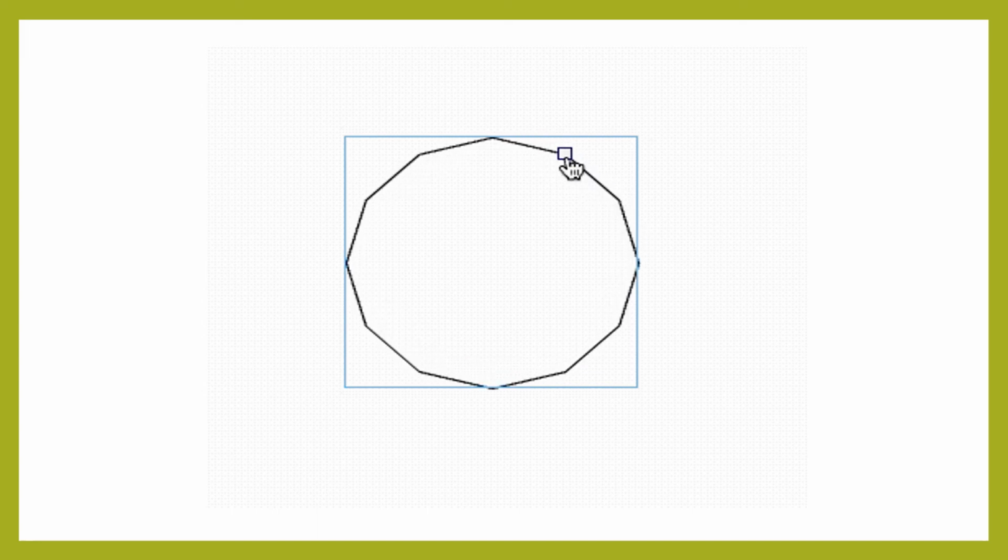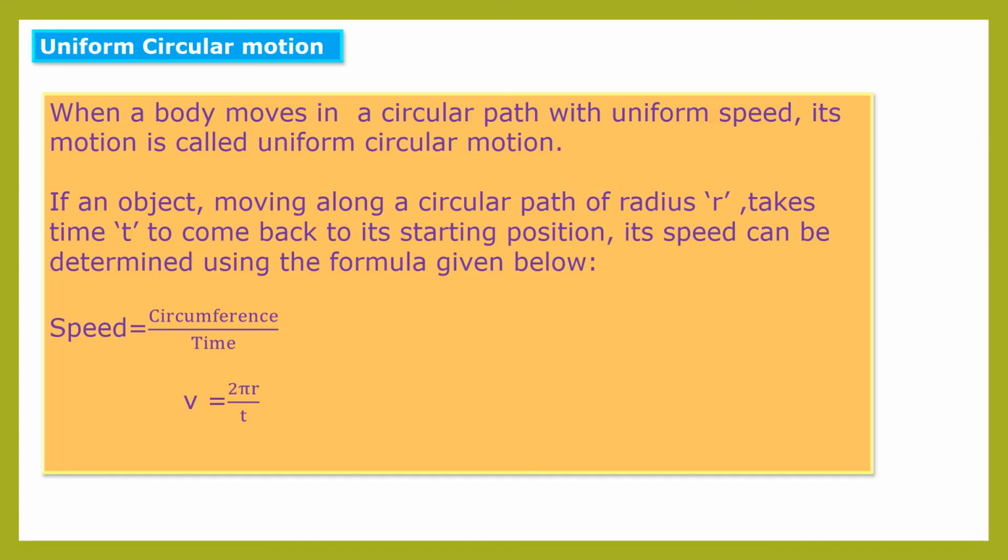Such a diagram you can see on this screen also, children. When we are tracing the path, there is a formation of a circle. Now let us see the definition of uniform circular motion. When a body moves in a circular path with uniform speed, its motion is called uniform circular motion.